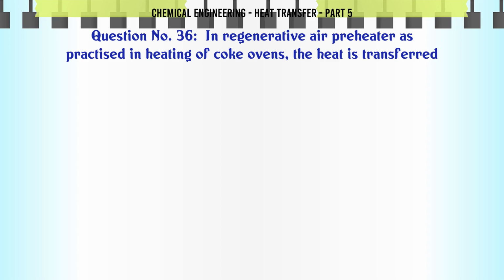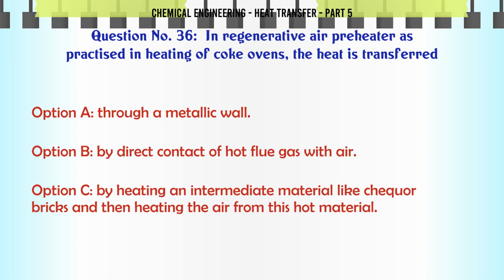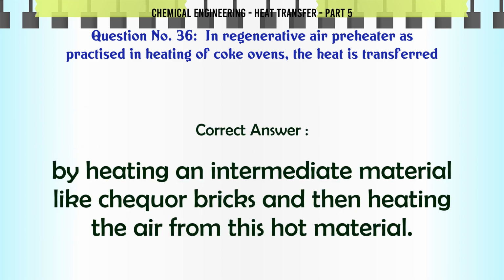In regenerative air preheater, as practiced in heating of coke ovens, the heat is transferred A. through a metallic wall, B. by direct contact of hot flue gas with air, C. by heating an intermediate material like checker bricks and then heating the air from this hot material, D. None of these. The correct answer is by heating an intermediate material like checker bricks and then heating the air from this hot material.